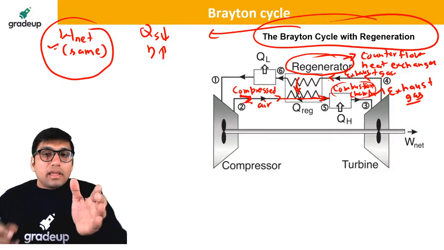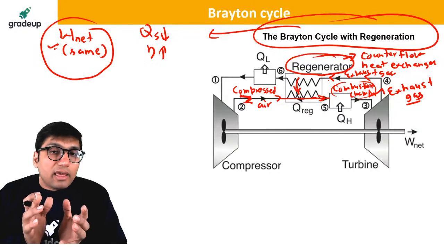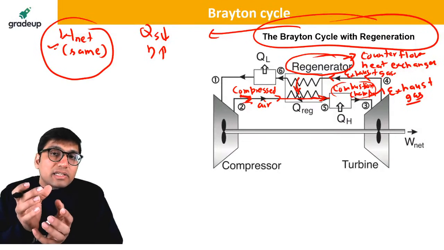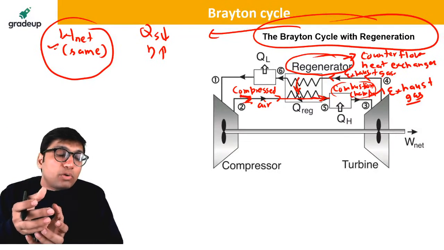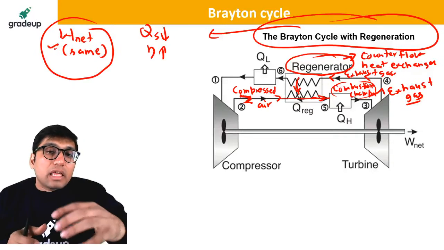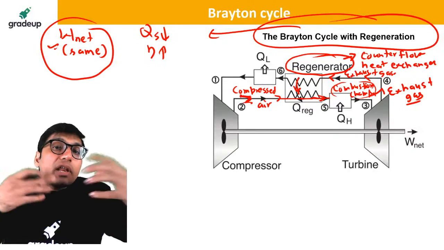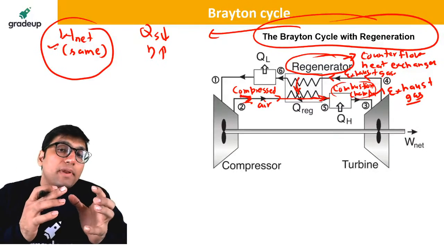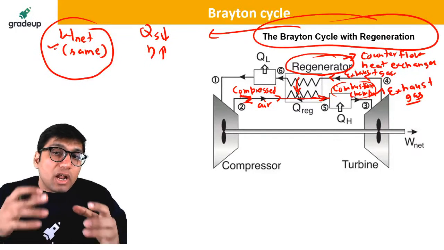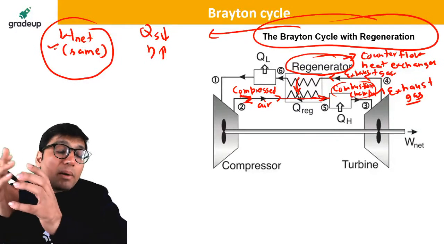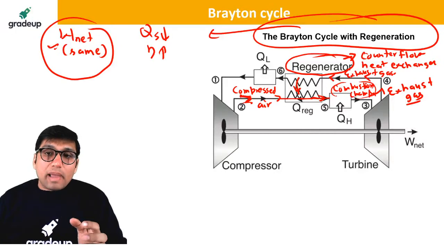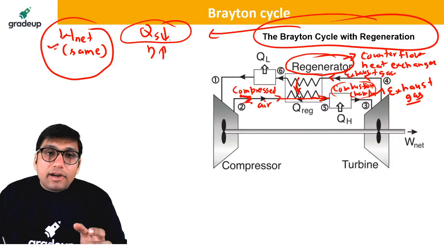So my dear students, the main purpose of the regenerator is that the exhaust gases give their heat to the compressed air. The compressed air takes that heat and becomes more heated. Now, because the compressed air has got more heat, less heat will be supplied in the combustion chamber. So ultimately the heat supply will reduce.